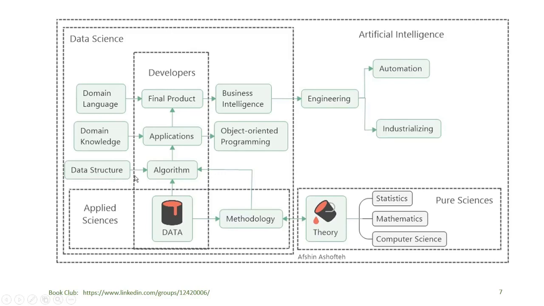So here we have the algorithms. We combine them with data structures, and then we make some applications. The applications come from programming and the domain knowledge. So this is the business part that we have seen in that slide. Okay, the business helps us to make the applications, and then from the applications we make the final product.